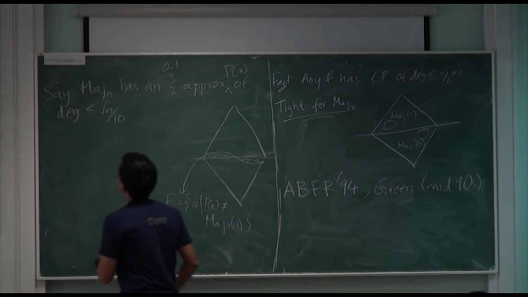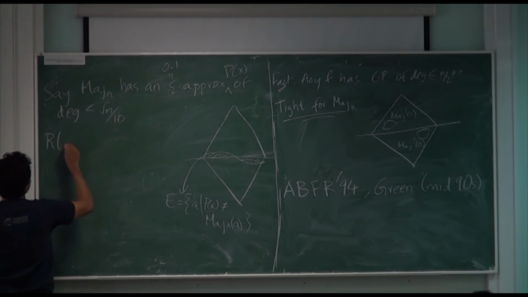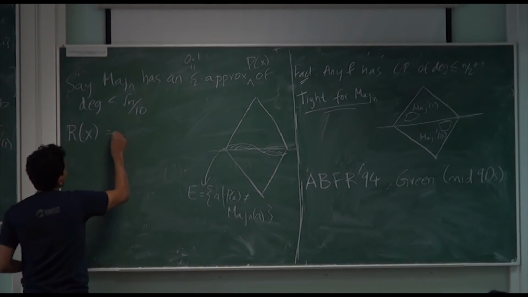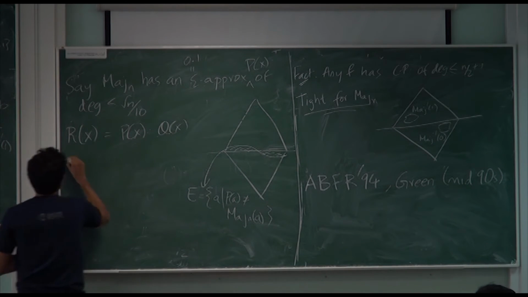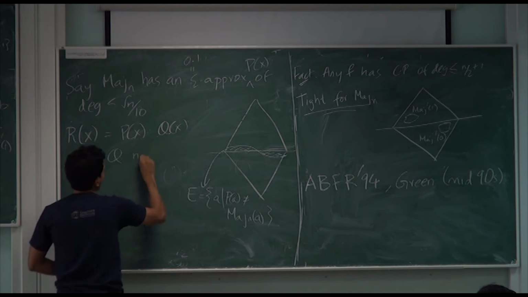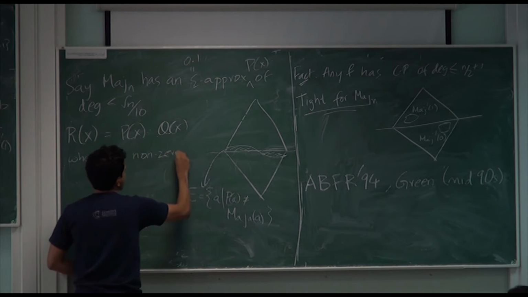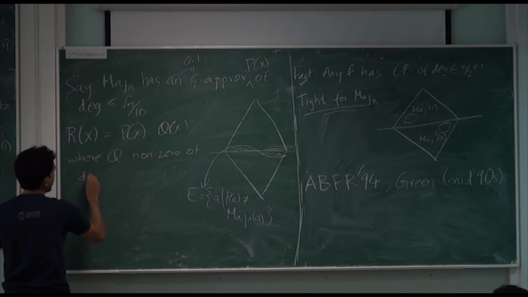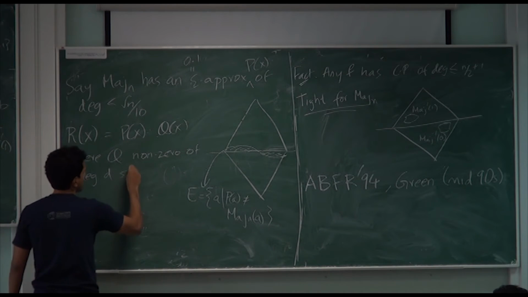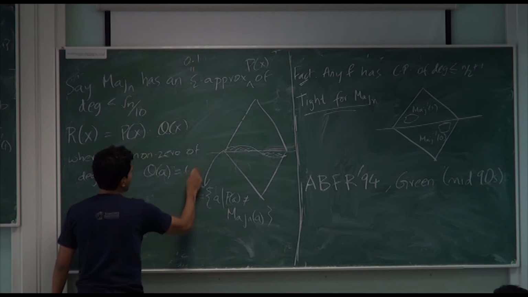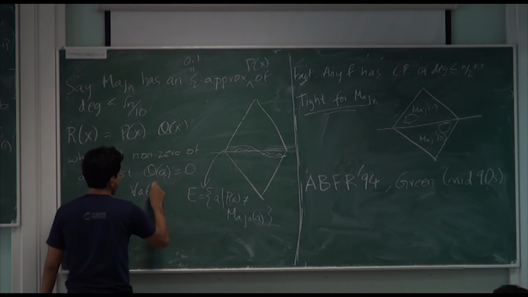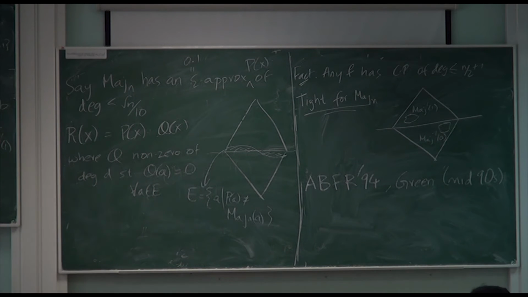All right, so that's it really. The polynomial R of x that we're going to construct is going to be P of x times Q of x, where Q is a non-zero polynomial of low degree, let's say degree D, such that restricted to E, Q is 0. Q is 0 at all points inside E.